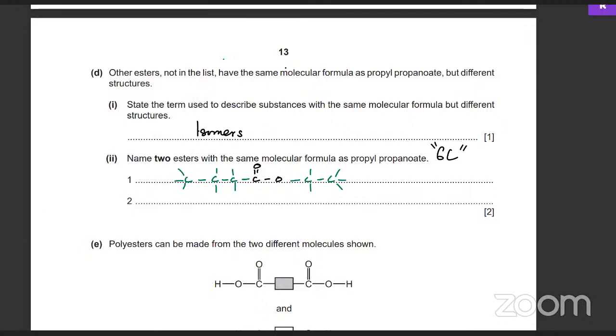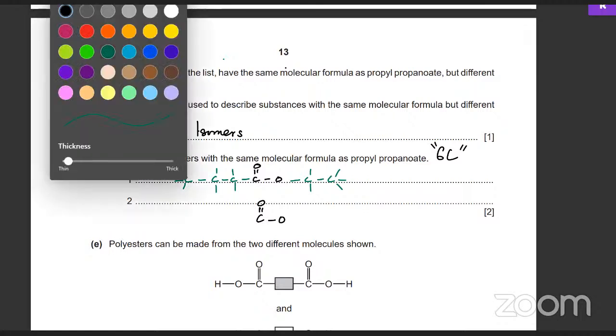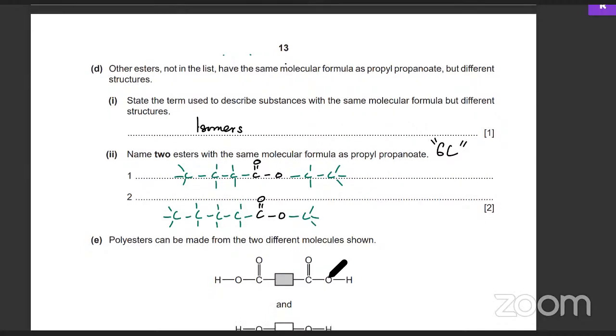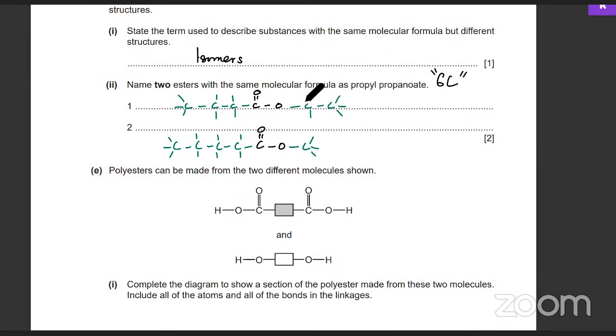Or what I can also have is one carbon atom on one side and five on the other side: three, four, five. This is CH3, this is CH2, CH2, CH2, and I have CH3. So these are isomers of propyl propanoate. Is this clear? With isomers, you had the same number of atoms, and the same number of oxygen atoms as well. So it was C6H12O2, right? All of them are C6H12O2, but they have different structures.